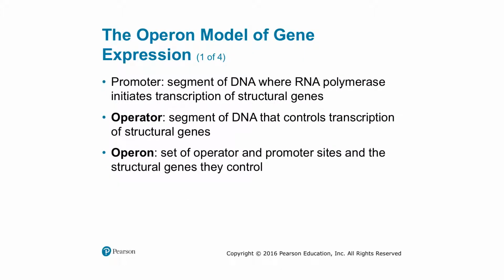So the promoter is a segment of DNA where RNA polymerase initiates the transcription of structural genes. The operator is a segment of DNA that controls the transcription of structural genes, and the operon is a set of operator and promoter sites and the structural genes they control.